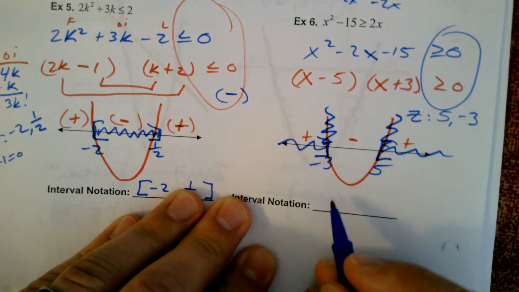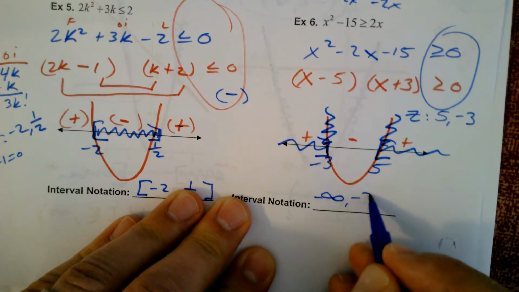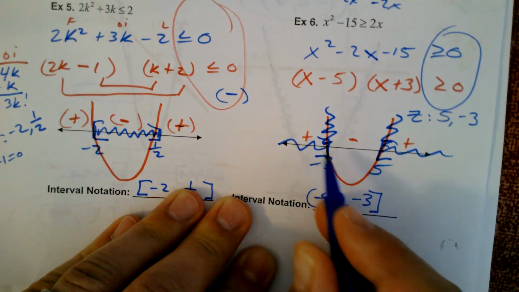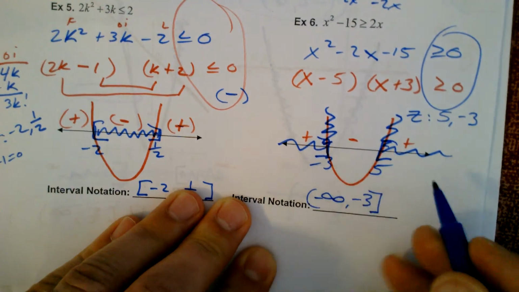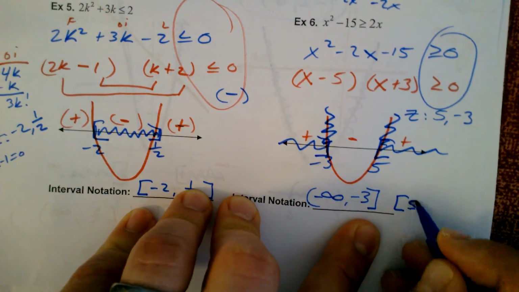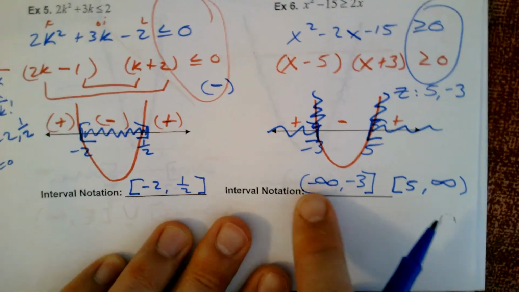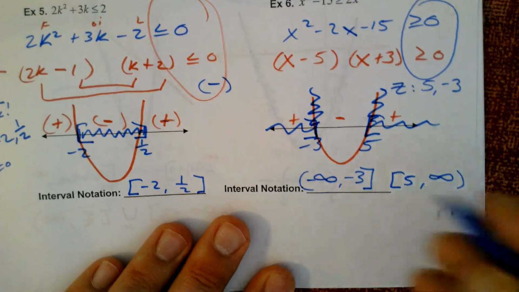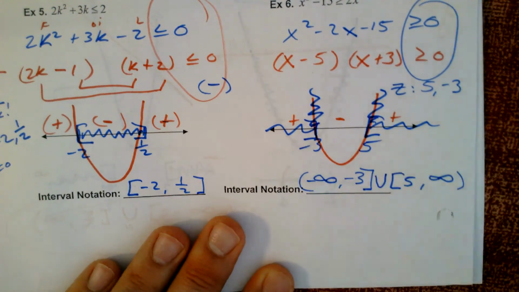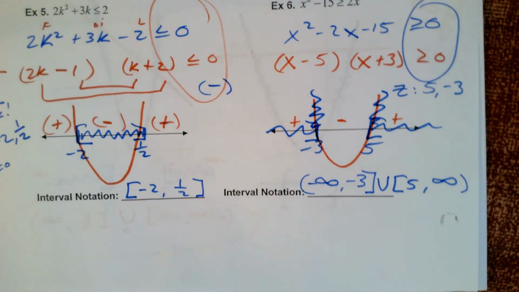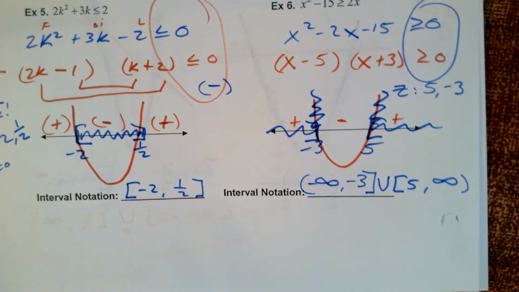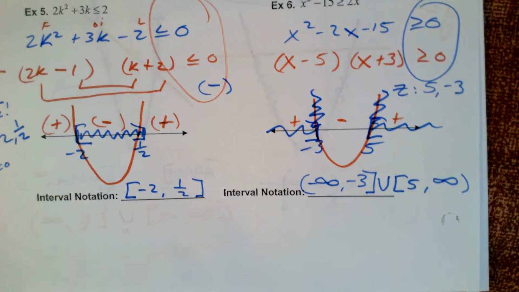So left to right: negative infinity to -3. Stop. Don't see it. Picks back up at 5, and it goes all the way to infinity. Okay. If you write this in MyMathLab, it's going to be wrong because they want the union symbol in between. Union is for or, this one or that one. Put them together.